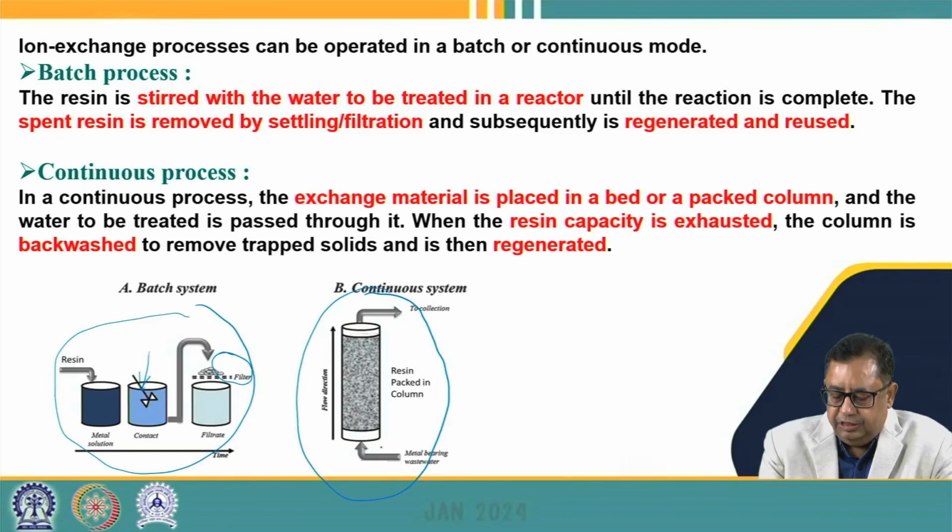The water which contains certain targeted ions is passed through this filter media, which is packed with the resins, and the targeted ions are exchanged with the ions present on the resin, and the effluent that comes out is free from the targeted ions. As soon as the resin capacity is exhausted, the operation is stopped and the column is backwashed so that the suspended or trapped solids can be removed from the system, and then the resins are regenerated. Regeneration we'll talk about in the coming lectures.